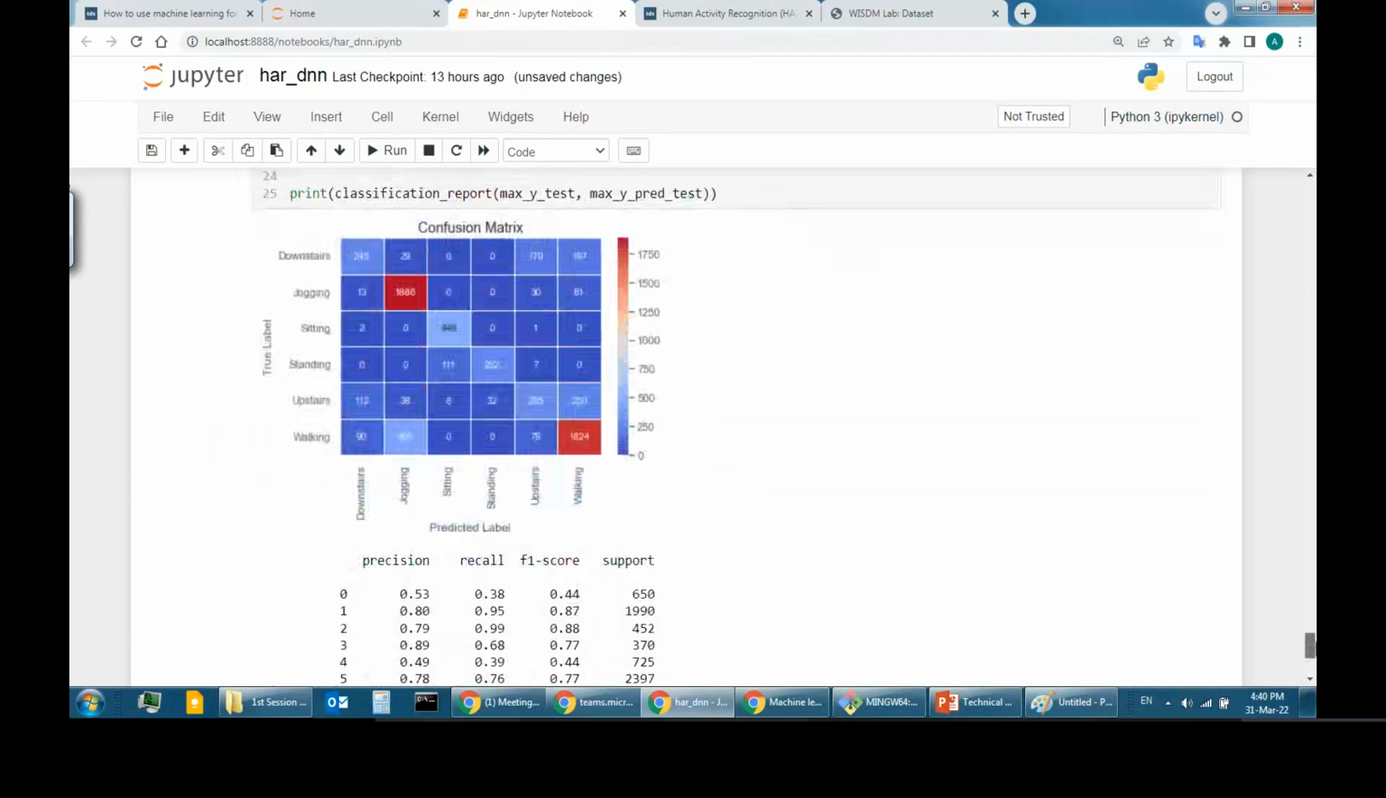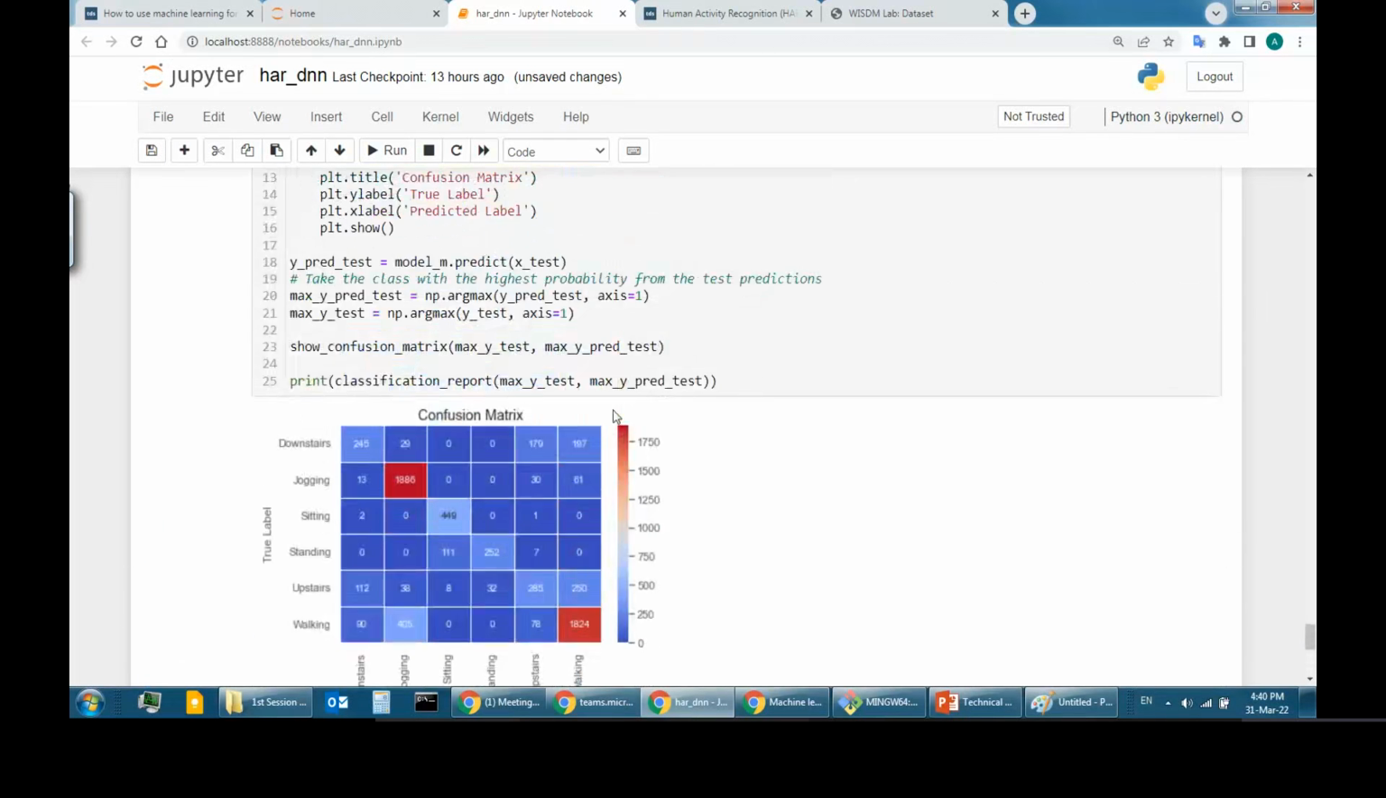But let's look at, for example, this upstairs. When it is upstairs, sometimes you say it is downstairs. Sometimes you say it is jogging. Sometimes you say it's upstairs, yeah. Sometimes you say it's walking. So there is a lot of confusion here. It means there is a weak point here in classifying the upstairs and some other classes. So that's the one. I will stop here.